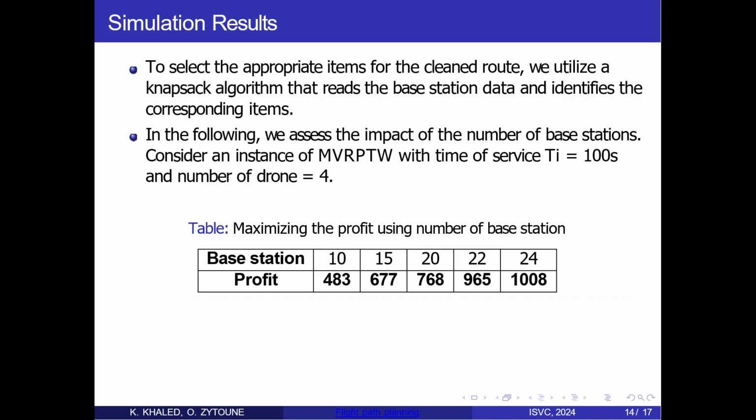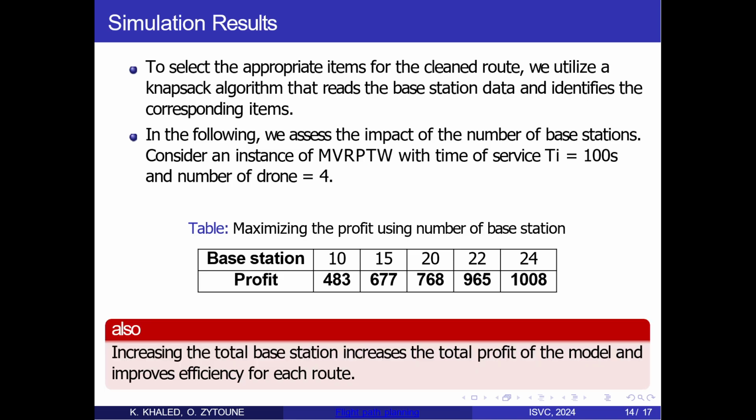In the following table, we assess the impact of the number of bus stations considered in an instance of the vehicle routing problem with time of service T_i equal to 100 and number of drones equal to 4. Table 2 describes the variables representing possible vehicle routes in the network model, while increasing the total bus stations increases the total profit of the model and improves efficiency for each route.